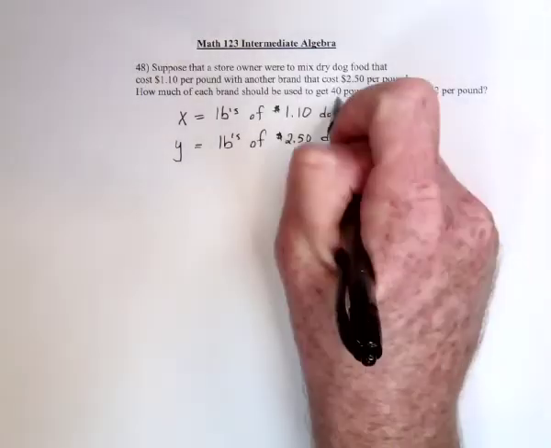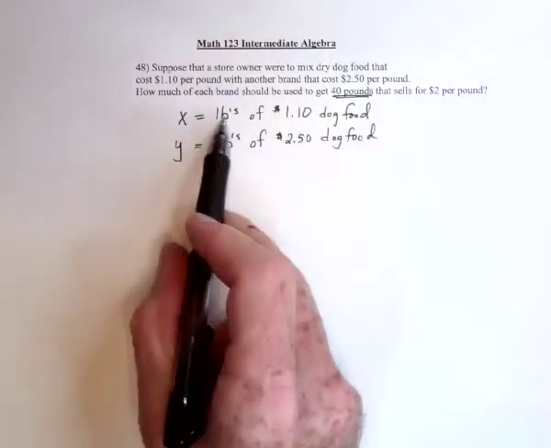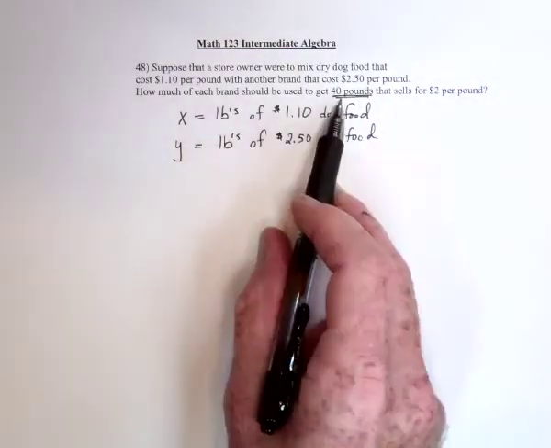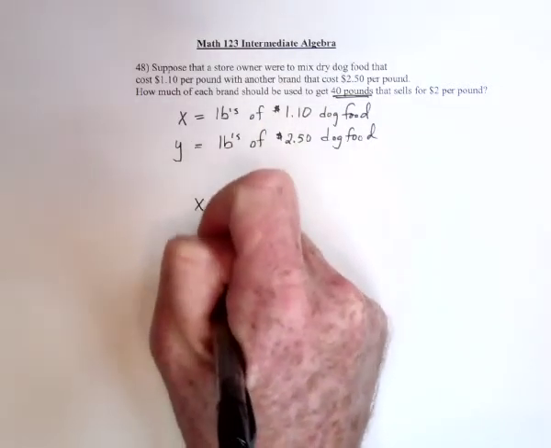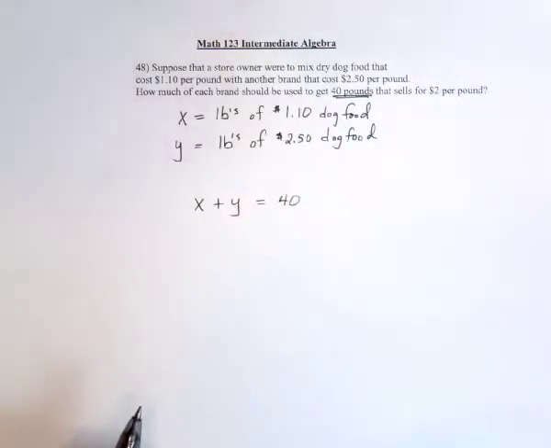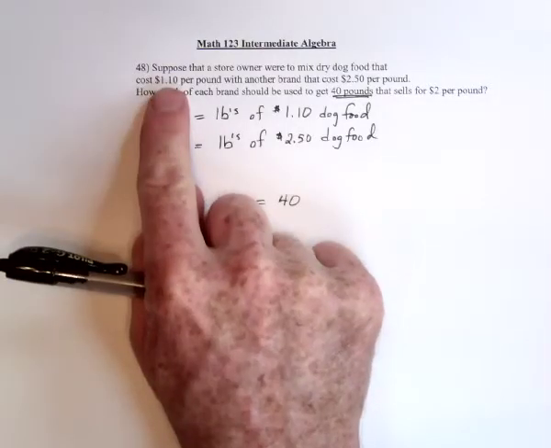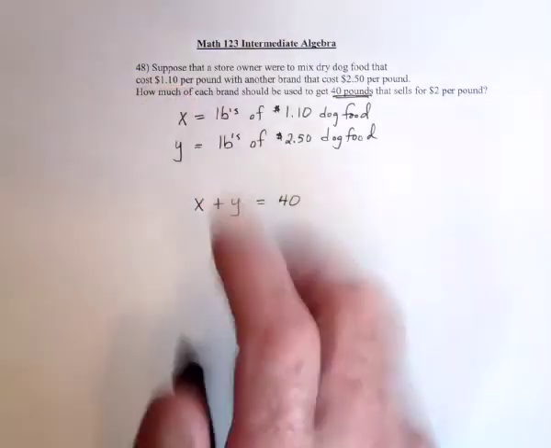Well, one is going to be the pounds. You've got pounds of this plus pounds of this. It's got to equal 40 pounds. So X plus Y is equal to 40 pounds. Now the second equation is going to be about money. So if this one is $1.10 per pound and you've got X pounds of it, then when you multiply the two, that's the total amount of money.